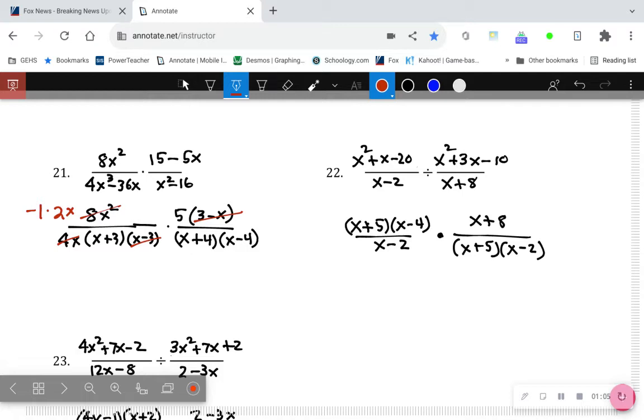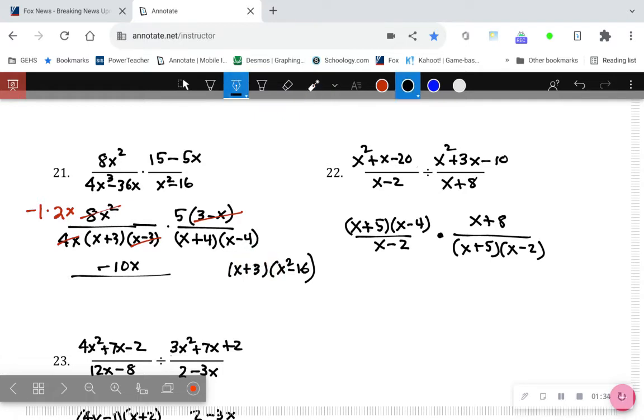So if you collect all the stuff across the top, you have minus 10x. And the bottom's a little more problematic. We have an x squared minus 16 right there, and an x plus 3. So let me do this off to the side. x plus 3 times x squared minus 16. And first of all, multiply here.